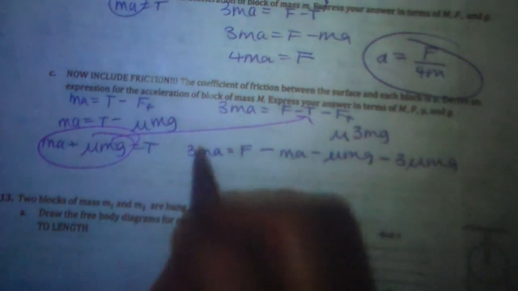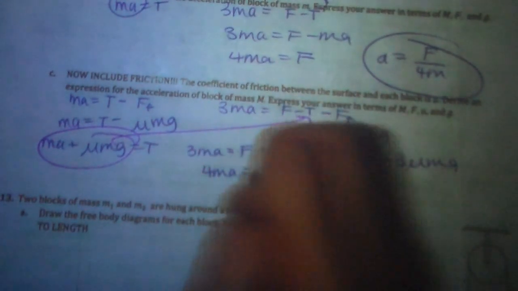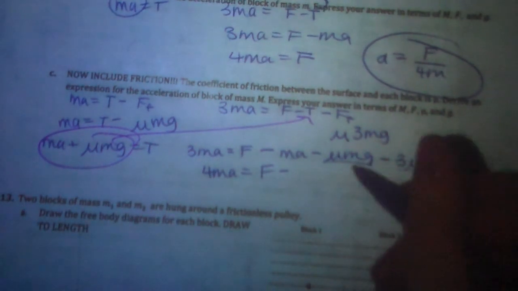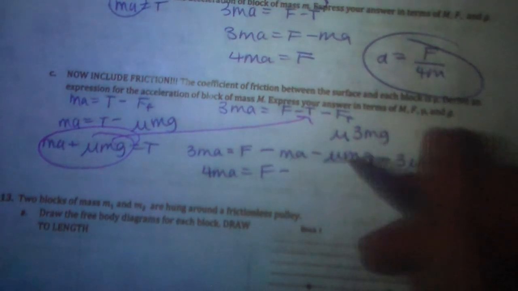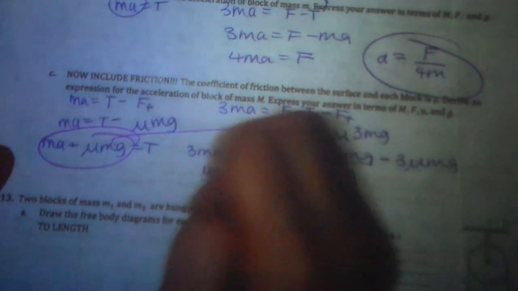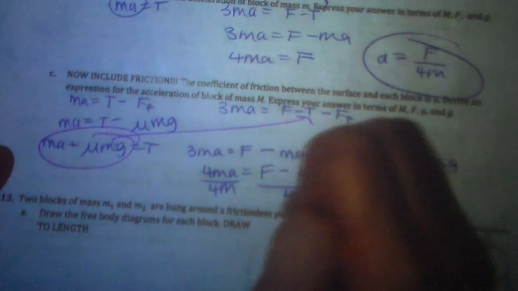Combine my terms, add this over. That's 4MA. Mu mg and 3 mu mg, these are the same. So this is like minus 1 minus 3, which is negative 4 mu mg. Divide the 4m over.